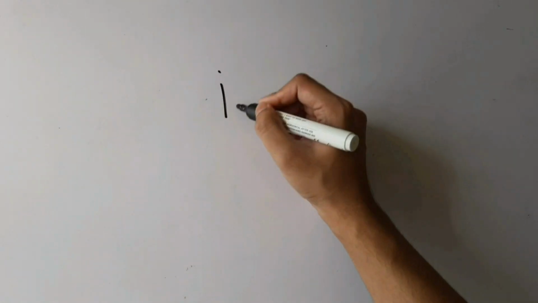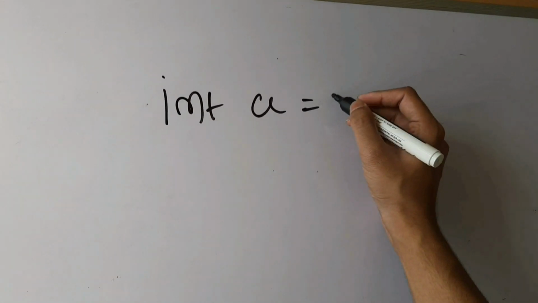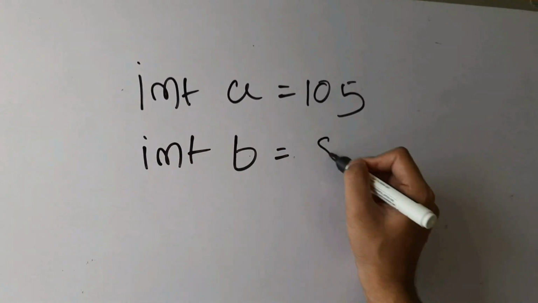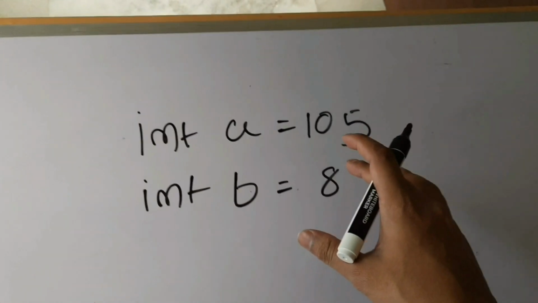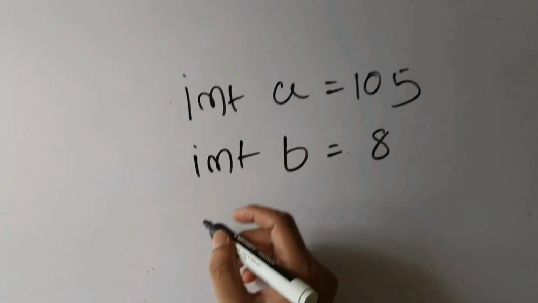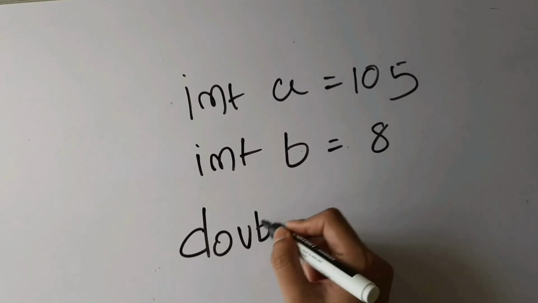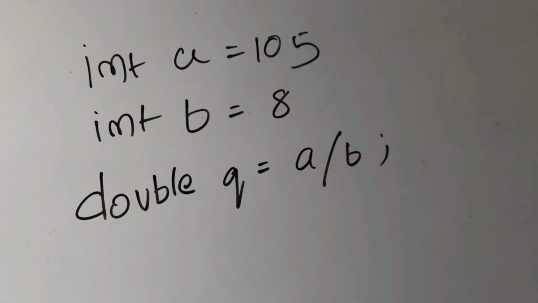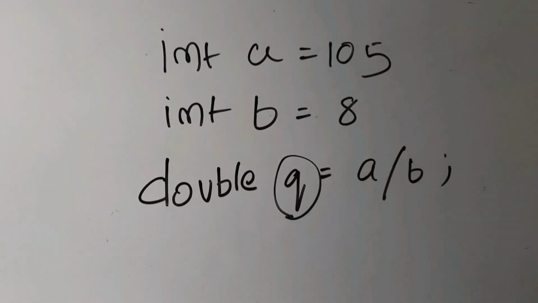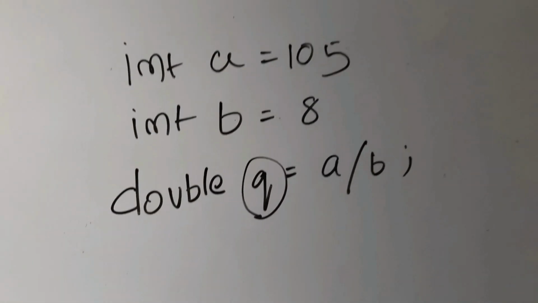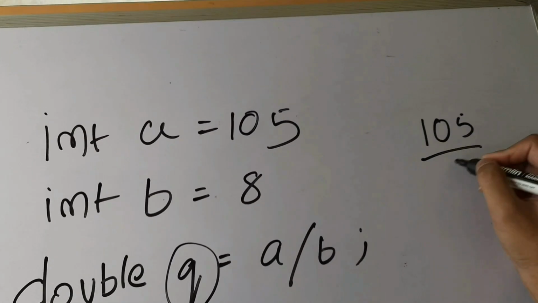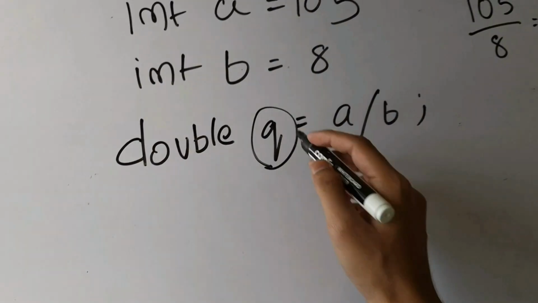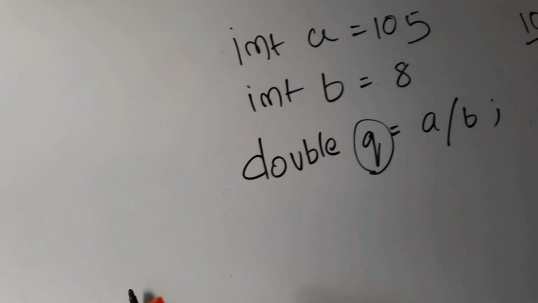Let's check it out. If I have two variables, int a equal to suppose 105 and int b is equal to 8, and if I want to store the quotient, I take a double value. Double q is equal to a by b. Can you guess what will be the value of q? If you guessed 105 by 8 is equal to 13.125 and the variable q will store 13.125, you are totally mistaken.